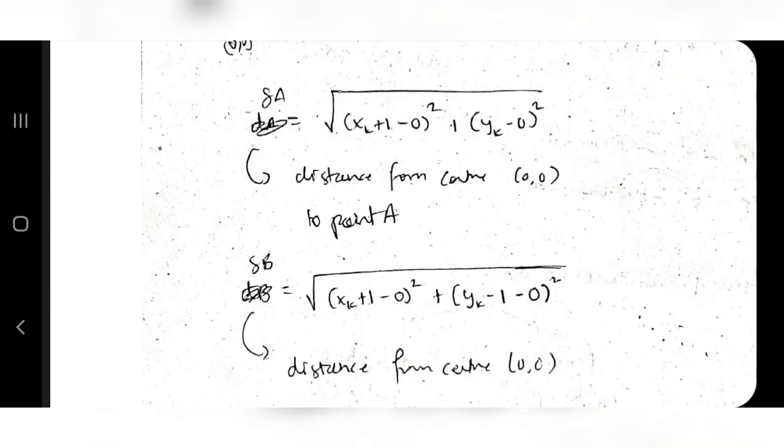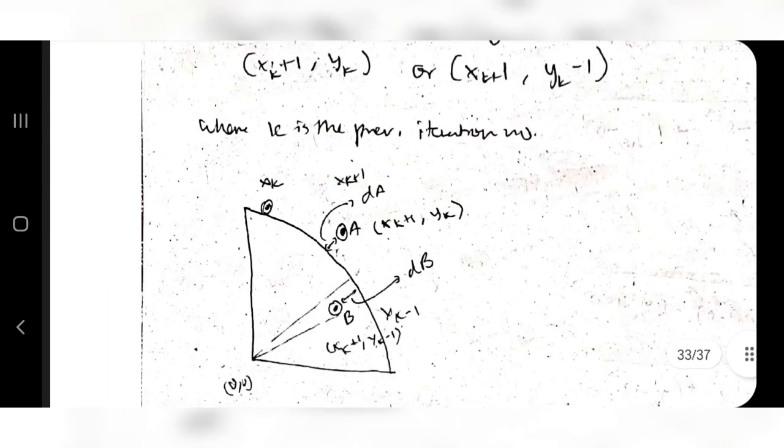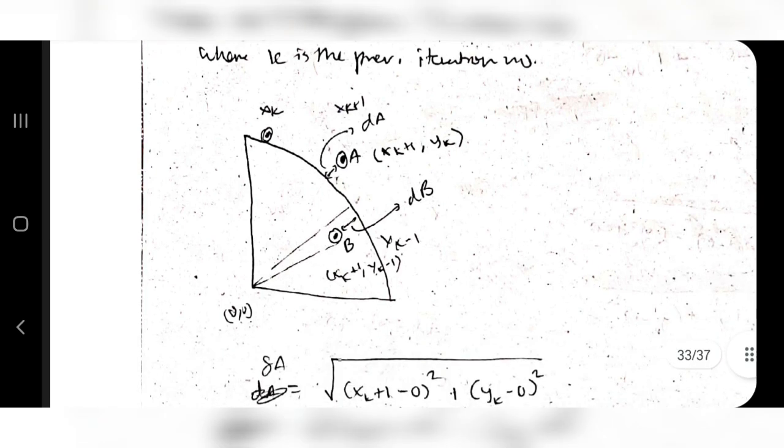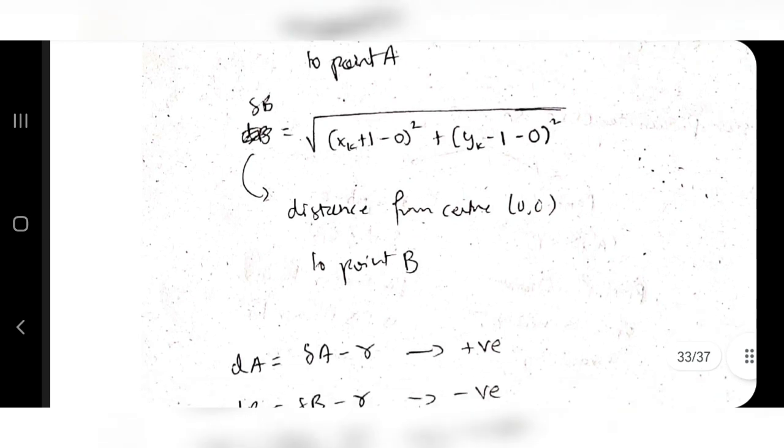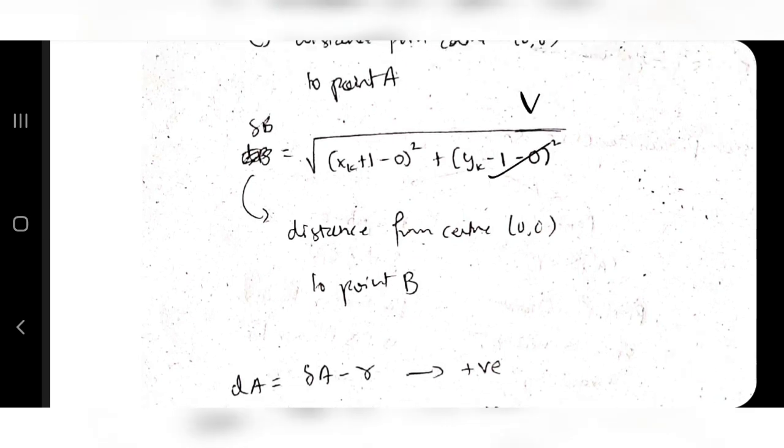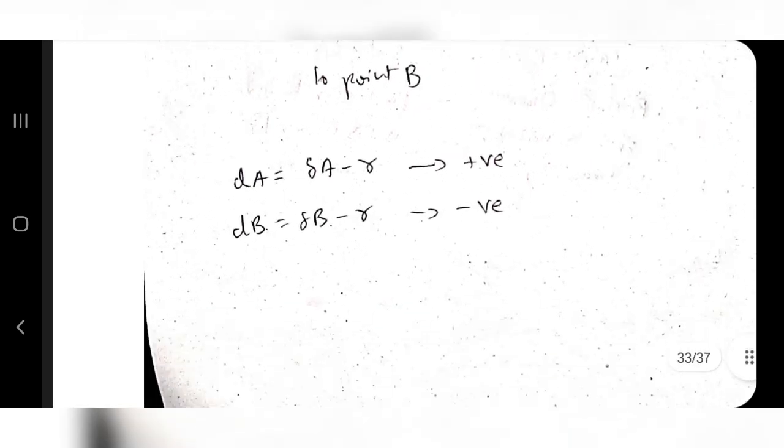In the same way, we'll find the distance from the center to point B: xk plus 1 minus 0 and yk minus 1 minus 0, because point B is yk minus 1. So these are the distances we got, del A and del B. So dA is nothing but del A minus R, and dB is del B minus R.